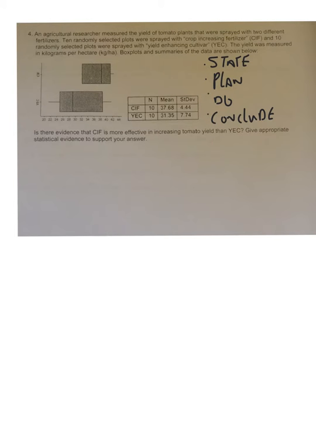Okay, so you have these two things. You have a crop increasing fertilizer, CIF, and the yield enhancing cultivar, YEC, and we want to see which one is better. In fact, we want to test to see if the CIF is more effective. So that's what we're looking for. So state, we would restate this, okay, and then we have to establish our variables.